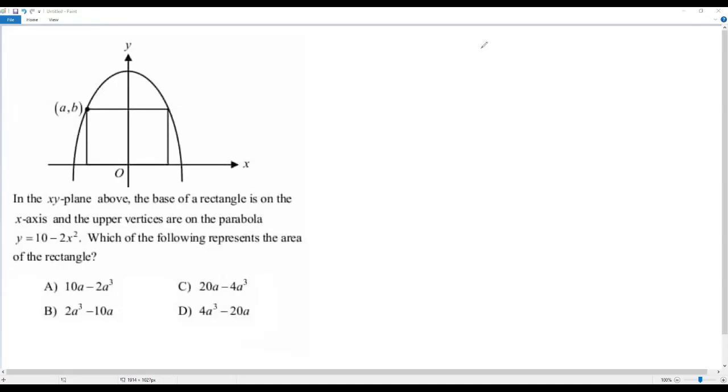Here we have a SAT math problem. Okay, let's go to the question. In the xy plane above, the base of a rectangle is on the x-axis and the upper vertices are on the parabola y equals 10 minus 2x squared. Which of the following represents the area of the rectangle?